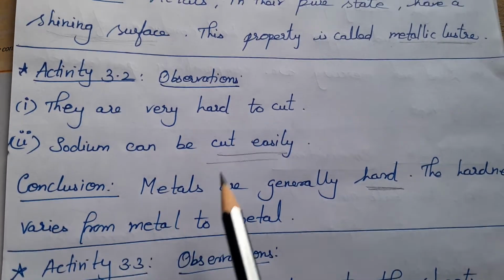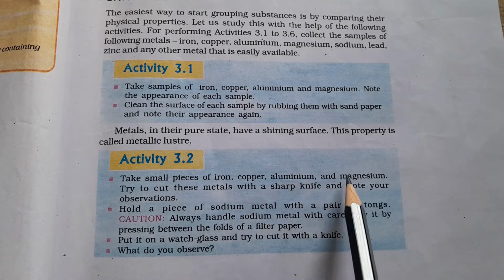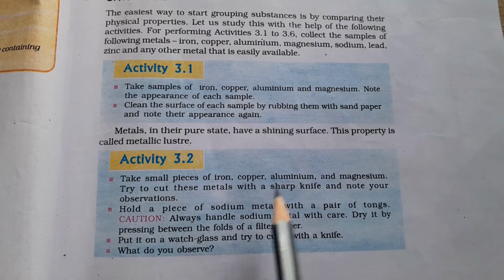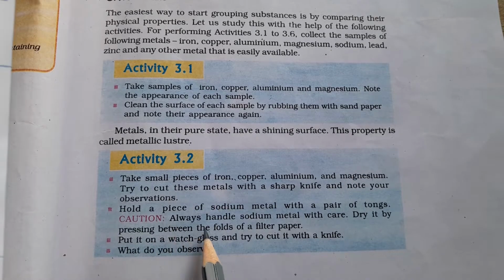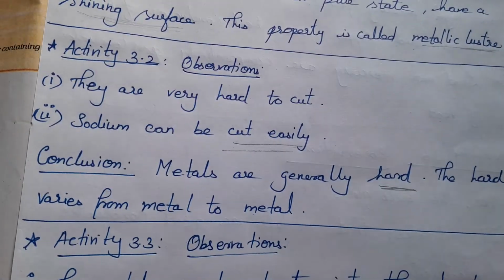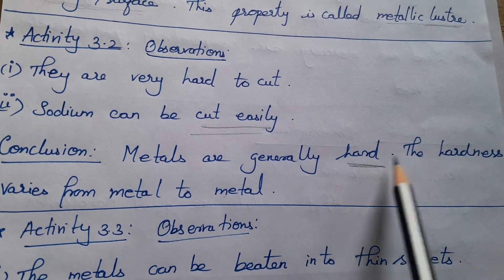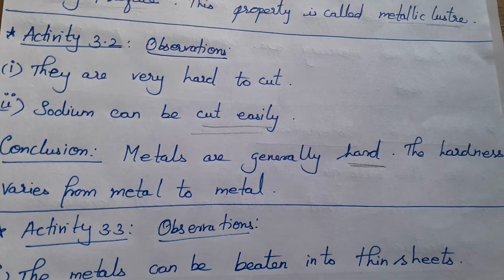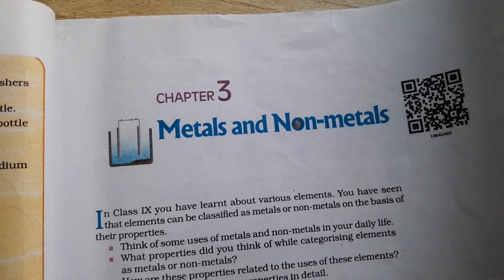Even if you check with iron, copper and aluminum, the hardness will vary. But when compared to all of these, sodium is very soft and it can be cut with a knife. Usually metals are hard and it varies from metal to metal. That is the conclusion in this activity. Next activity 3.3.